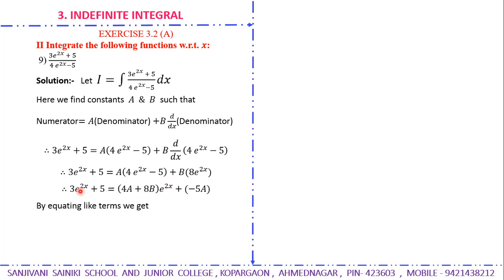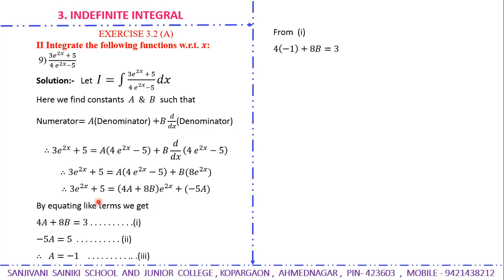Now by equality of the like terms, we will equate the coefficients of the like terms. So here e raised to 2x, here is also e raised to 2x. So 4a plus 8b is equal to 3, and this minus 5 is a constant term, and here is also a constant term. So minus 5a is equal to 5, which implies a is equal to minus 1. So put a is equal to minus 1 in the first equation. You will get the value of b as 7 upon 8. Now we will put both the values in this formula: numerator is equal to a times denominator plus b times d by dx of the denominator.